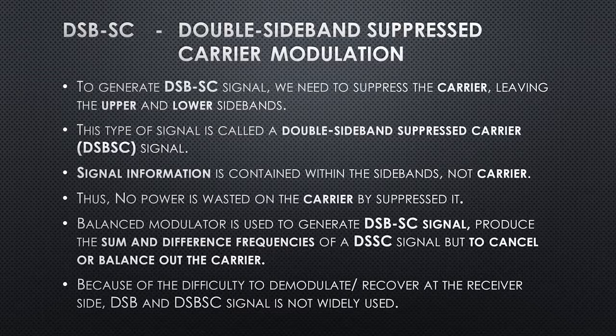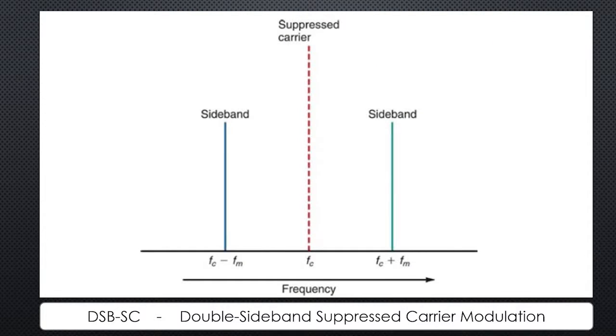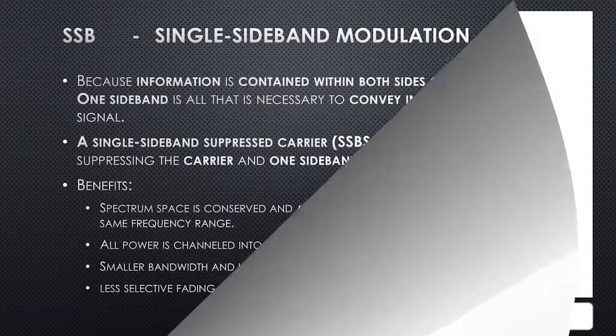A balanced modulator is used to generate a DSBSC signal, producing the sum and difference frequencies of a DSBSC signal, but to cancel or balance out the carrier. Because of the difficulty to demodulate or recover it at the receiver side, the DSBSC signal is not widely used. This figure is about the DSBSC signal. We can clearly see that the suppressed carrier is in a dotted line, while both sidebands are conserved.